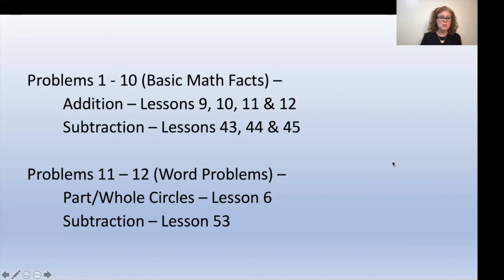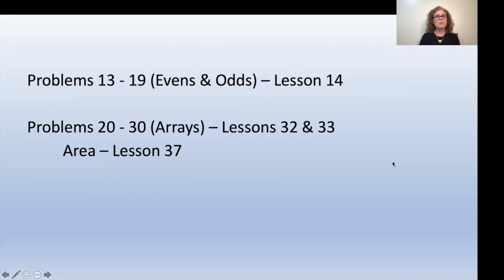For problems 11 and 12, which are the word problems, if your child struggled with the part whole circles portion of those problems, you can review lesson 6. If your child struggled with the subtraction part of those problems, review lesson 53. For problems 13 through 19, which is covering the evens and odds, review lesson 14. For problems 20 through 30, which is talking about the arrays, you can take a look at lessons 32 and 33. And if your child struggled with area in those problems, take a look at lesson 37.